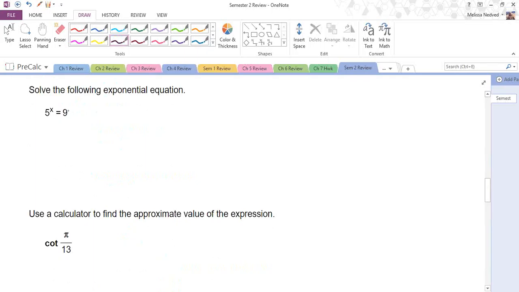Well, there is no way I can take 5 and have an exponent that's going to give me 9. So 5 to no power gives me 9. So I can't use that method. So instead I'm going to use the log method.